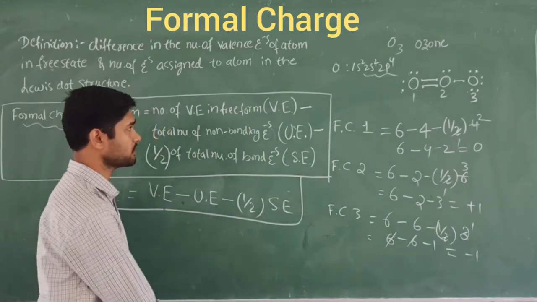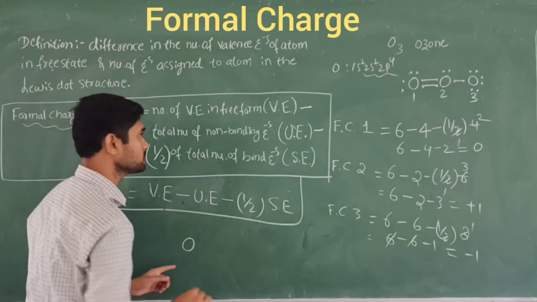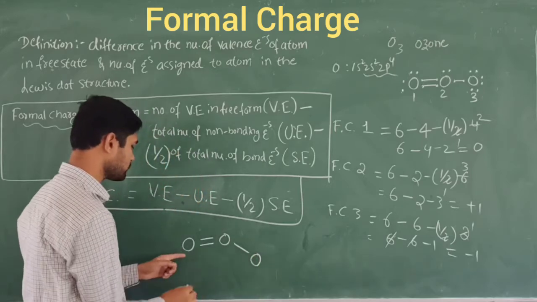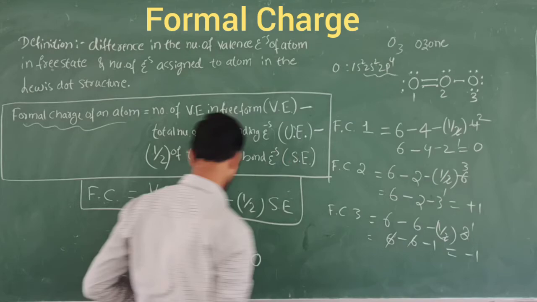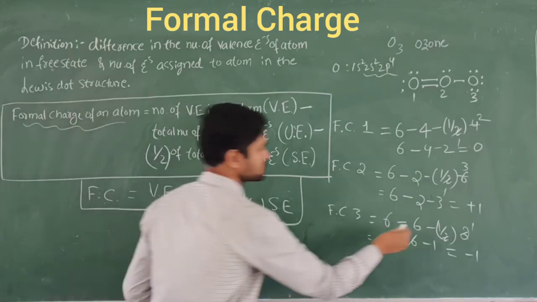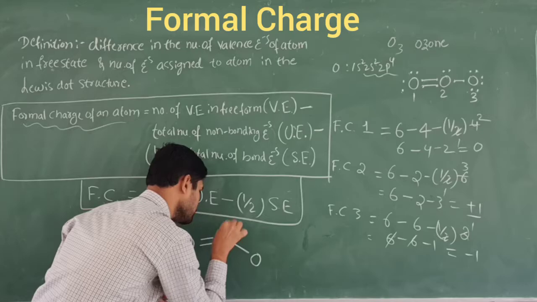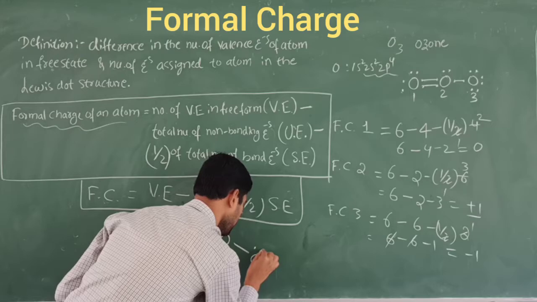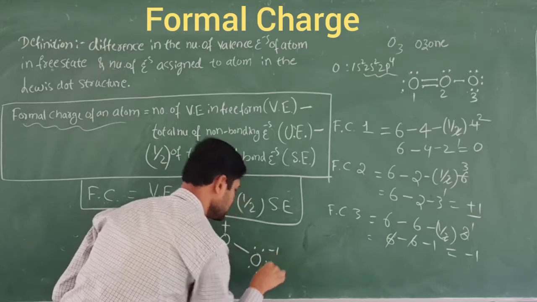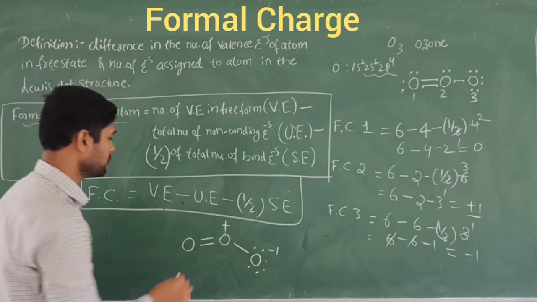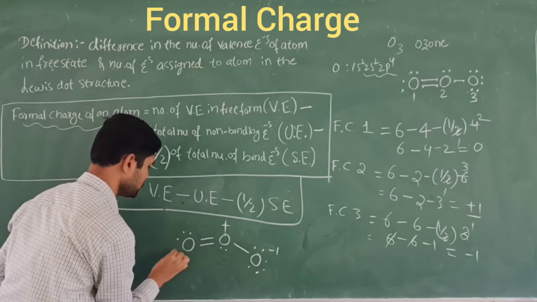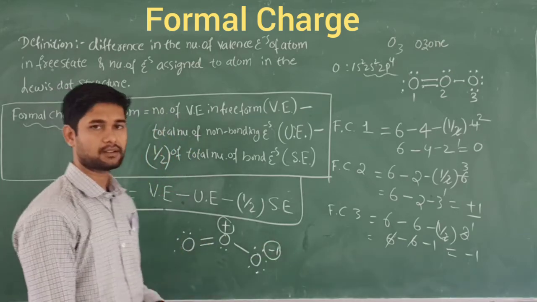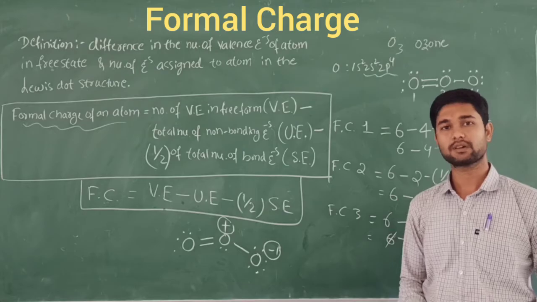So now I am going to write this as: oxygen, double bond, oxygen, single bond, oxygen. What is the charge on the first oxygen? There is no charge, 0. What is the charge on the second oxygen? The charge will be plus 1, so I write the plus indication. And the third oxygen is minus 1, so I write minus similarly. So this is the way to show the formal charge on the oxygen atoms by using the formal charge rules.